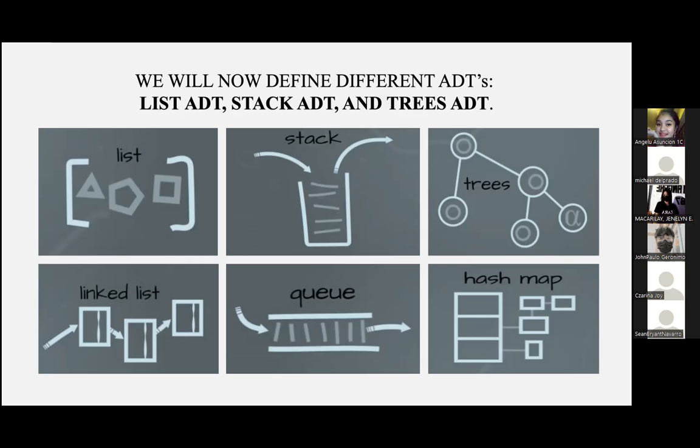A stack is a linear data structure, and the third is trees. This is the unified connected data. The fourth is linked list. This is the ordered collection, and the fifth is queues. This is the network buffers, and the last one is hash map. This is the one that converts a set of data.